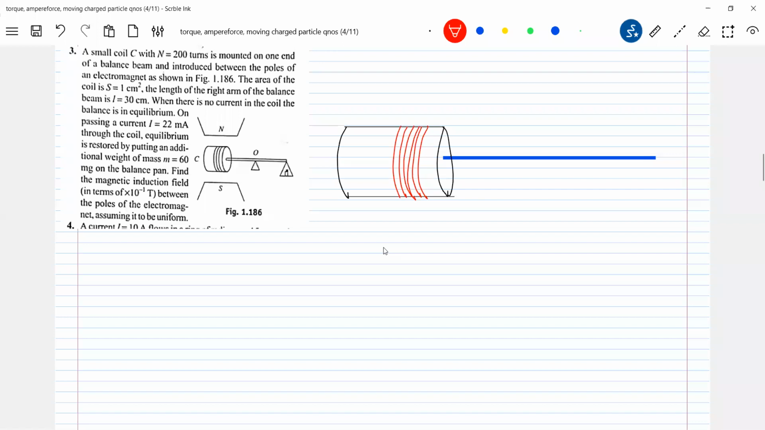Turns. 200 lines I should draw, I'm just showing only a few. Initially, this will be the equilibrium position, and here is the weight. The length of the right arm of the balance is L.